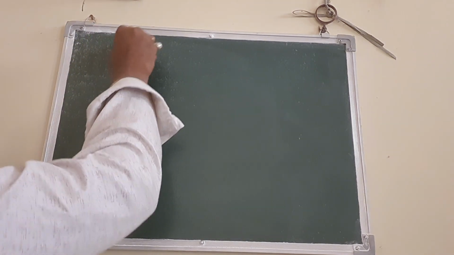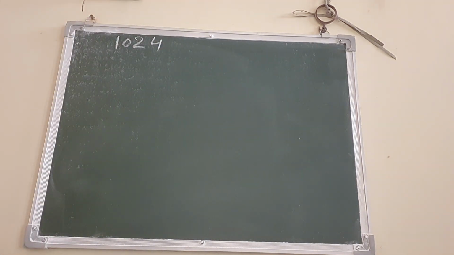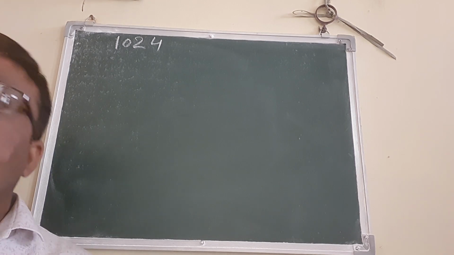So the next question here is, what is the smallest number by which the number 1024 should be divided to make it a perfect cube? So we will do the prime factorization and see whether the group of 3 is made or not, and if there is a missing group, we will divide by that number, and that will be the smallest number that should be divided to make it a perfect cube.